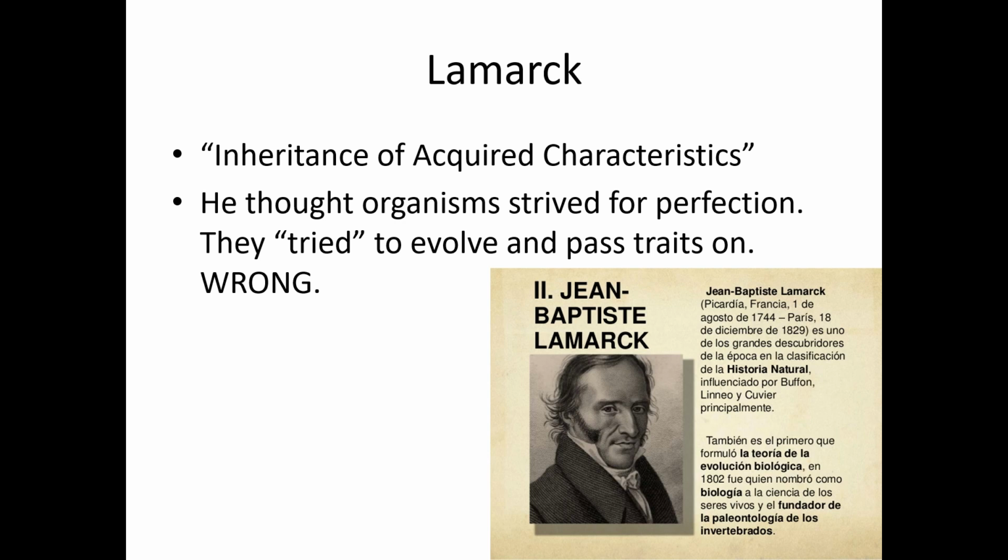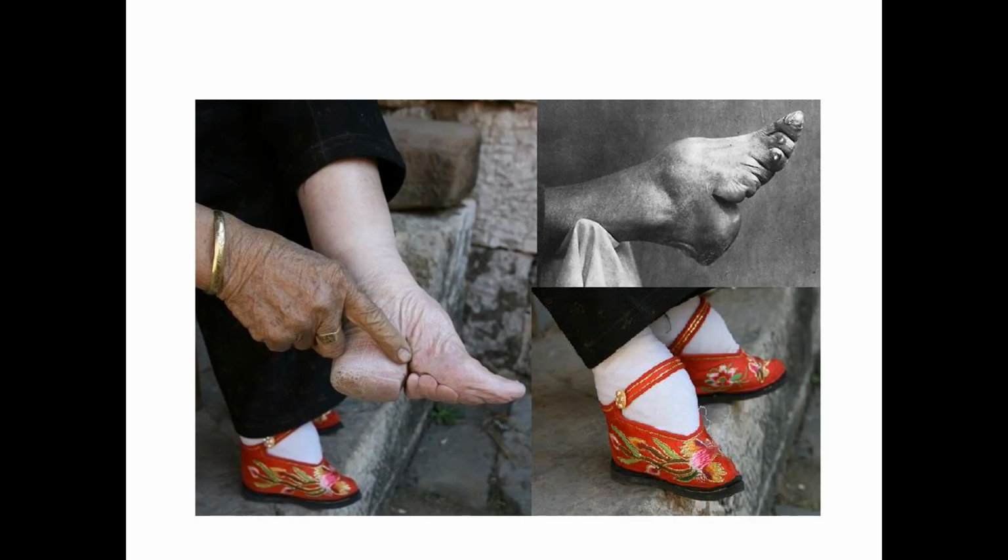So here's the reason why he's still talked about today. One of the first people who said things change over time, but you can't inherit acquired characteristics. And here's an example that I'm going to explain about why Lamarck was wrong. Foot binding used to be a practice that was practiced in Asia. Having a smaller foot was considered to be a desirable trait. And so the women would tie and bind their feet to make them appear smaller.